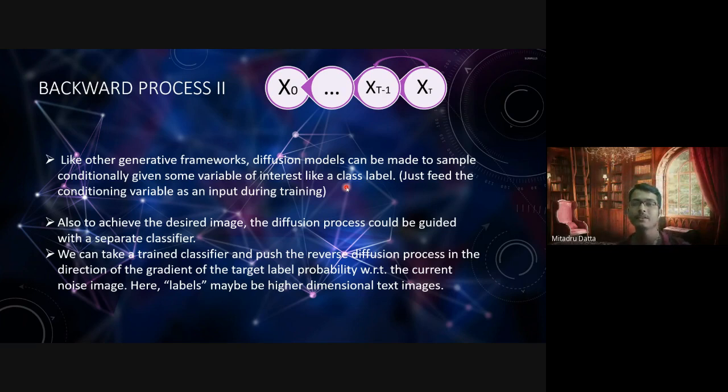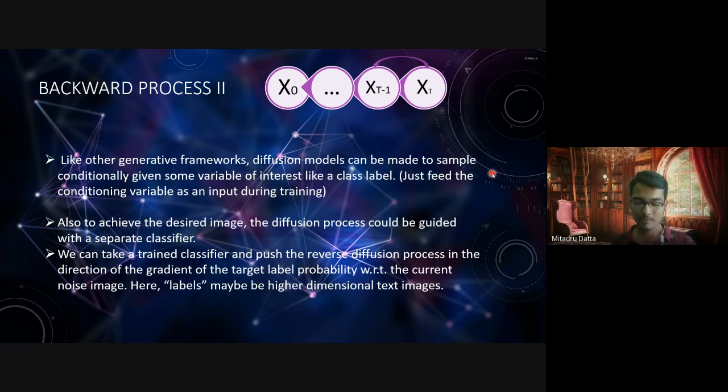So that basic classifier we can combine with our UNet architecture, and while denoising we can make it sample conditionally given some variable of interest. So we are just denoising here. While in the back process we need to take care of all this, because we are going from a noisy image to our artistic image or whatever. So we can't just subtract any noise.